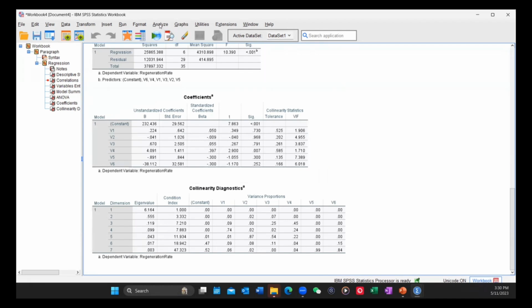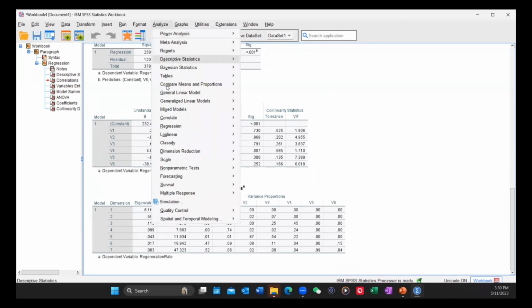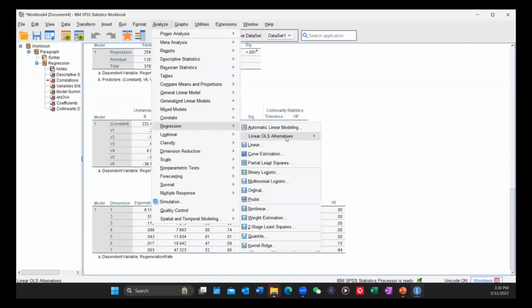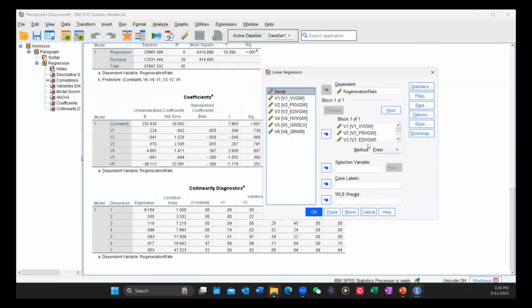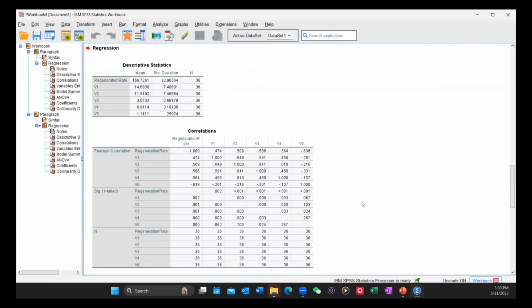So let's go to Analyze, Regression, Linear. We are going to the independent variable panel. We are going to remove V5, okay? That is the one we don't want to include in our model now because of the multicollinearity issue. We are going to rerun the regression.